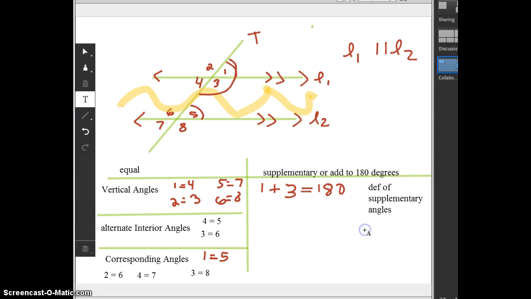And there's other pairs too. We could say, for example, 2 plus 4, or we could say 6 plus 7. There's so many. There's going to be 1, 2, 3, 8 pairs. I'd say 6 plus 7 equals 180 degrees because those are supplementary angles by definition, and they're on a straight angle. Now the last thing we're going to talk about is same side interior.